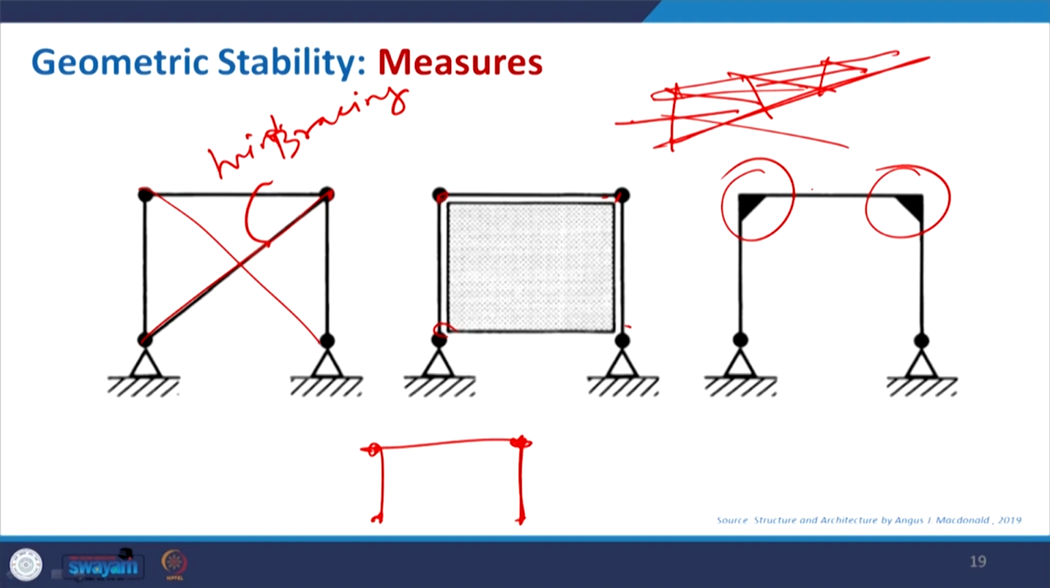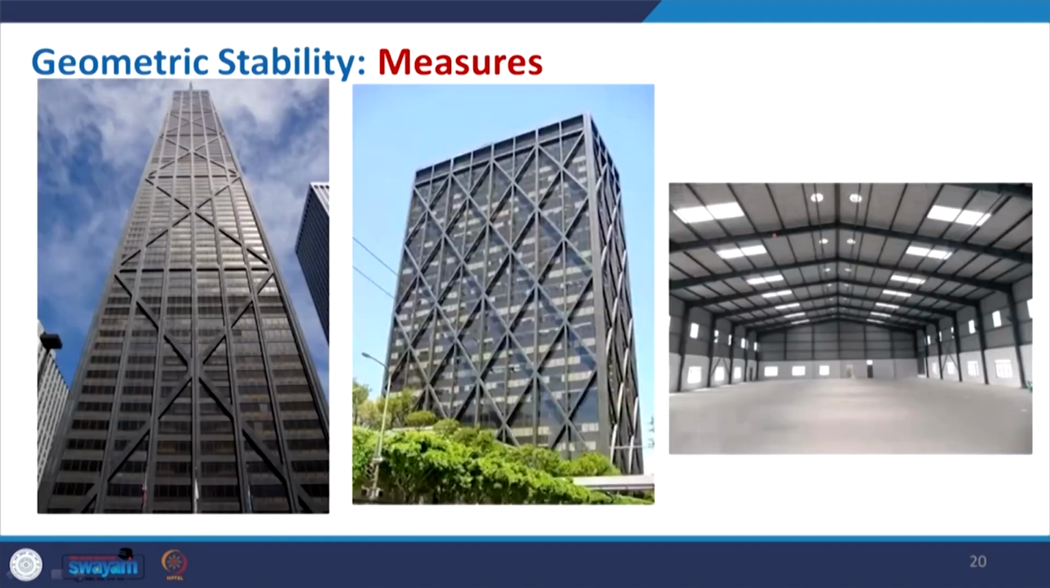a rigid frame. Here you can see that it is not jointed, so it is rigid. You just make your portal frame a rigid structure, so that it will not really allow deformation. So, it is also giving some kind of stability to the structure.